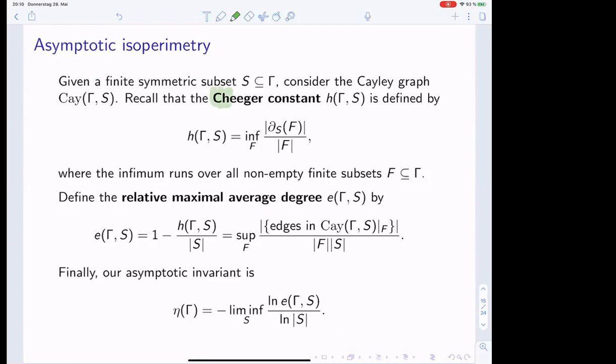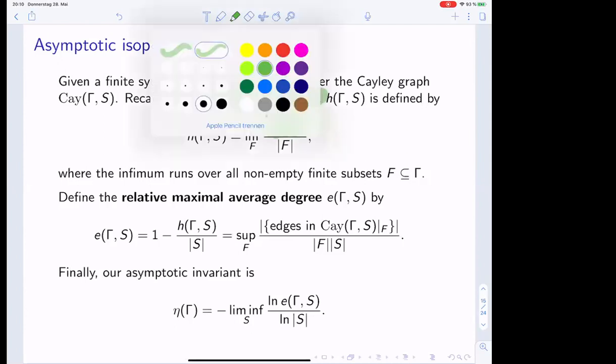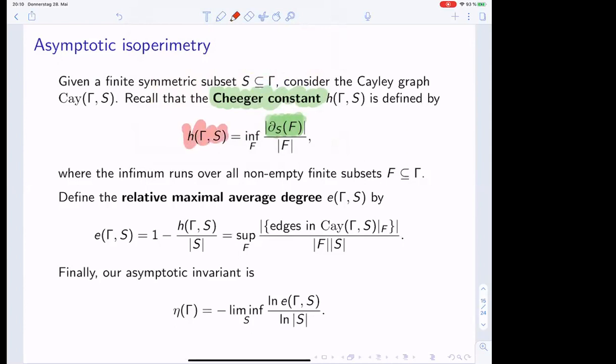So let me recall the definition of the Cheeger constant. It will be important that I'm indeed looking at the edge boundary here. There are variations in the literature, but it will be important that in this situation we are looking at the edge boundary, right? For our calculations, this will be important. So the Cheeger constant is defined to be the infimum over the ratio of the size of the boundary versus the size of the set.